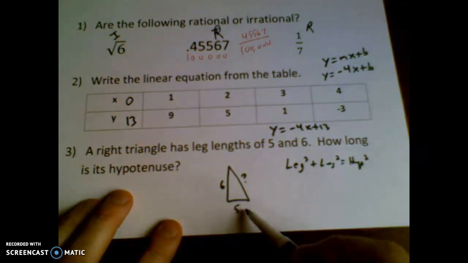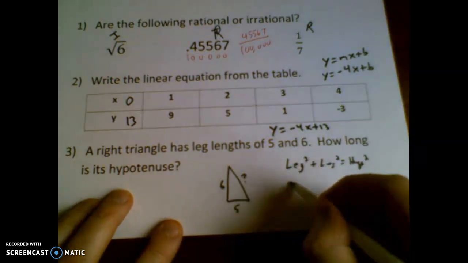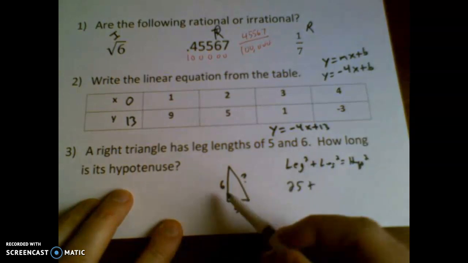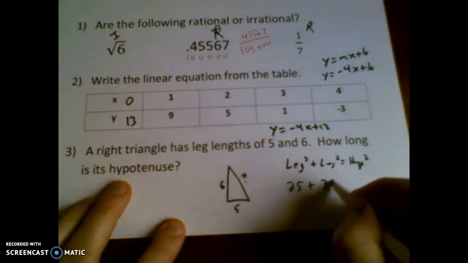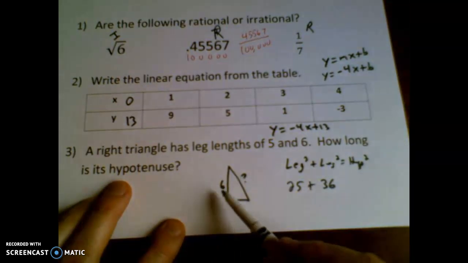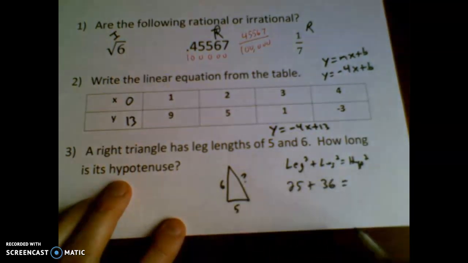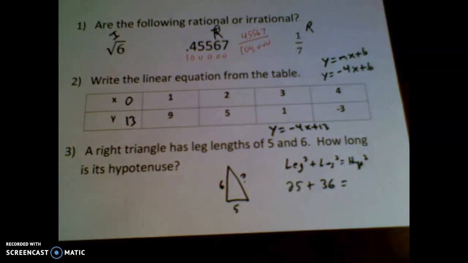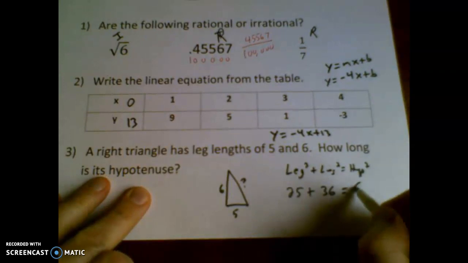So I take one of my legs, which is 5, and I square it. I'm going to take the other leg, which is 6, and I will square that. Of course, squaring means to multiply by itself. So 5 times 5 is 25. 6 times 6 is 36. And when you add them, you'll get the hypotenuse squared. So 25 plus 36 will give me 61.